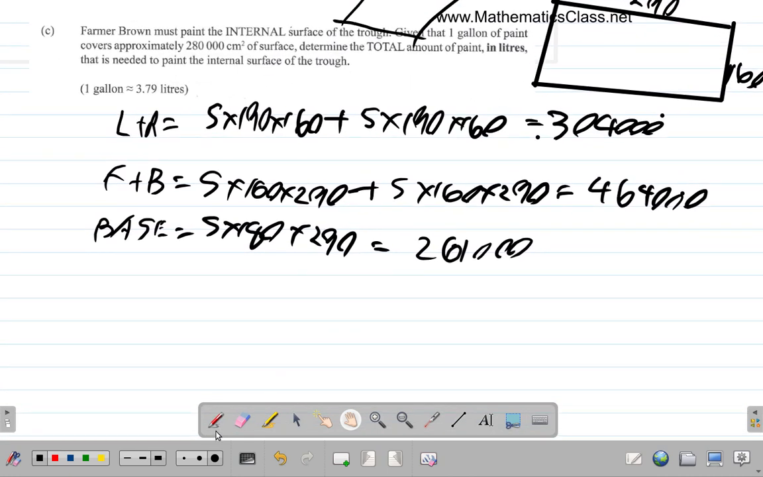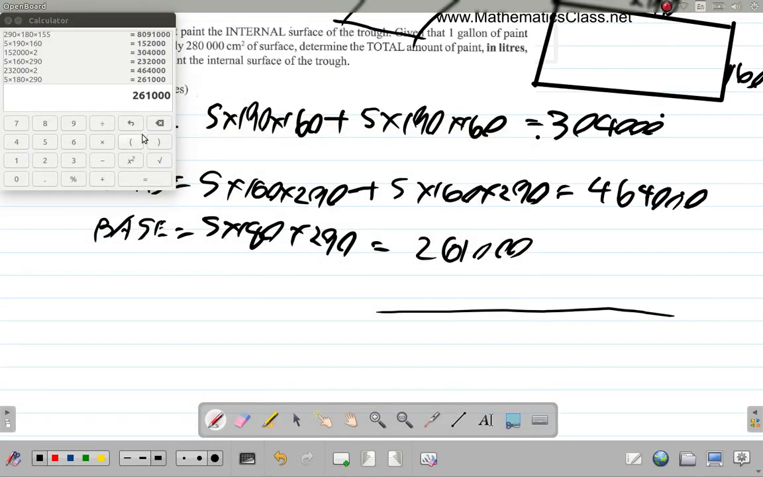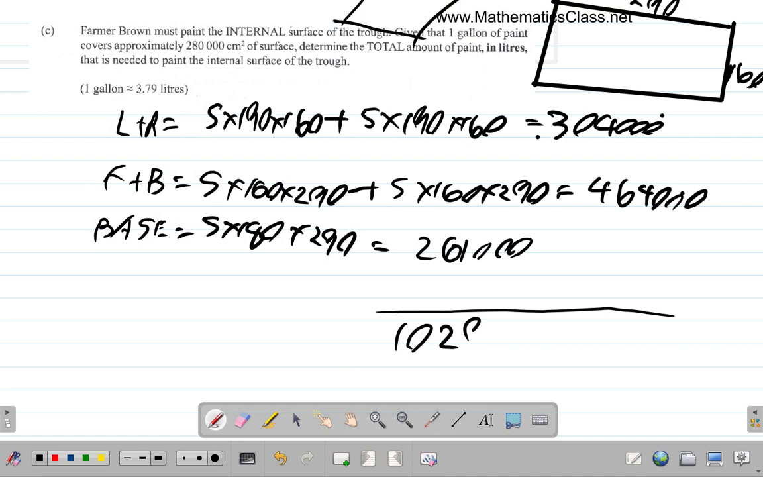And then we calculate out everything. What is the total now? The total volume would be 30,000 plus 46,000 plus 261,000 equals 1,029,000. 1,029,000 cm cubed. All right.